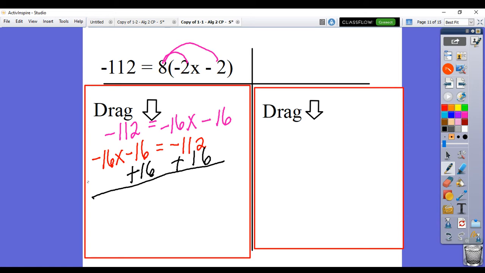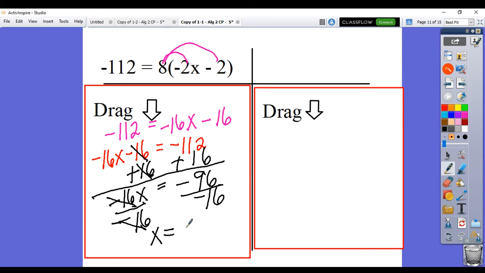and then negative 112 plus 16 is going to be negative 96. And this cross out, you know that. Drop the negative 16x. And then from here, you're going to divide everything here by negative 16. Take note, this cancel out. Both of negative, so this was just going to be x. Negative divided by negative is going to be positive, and 96 divided by 16 is going to be 6. Okay, very simple, right?